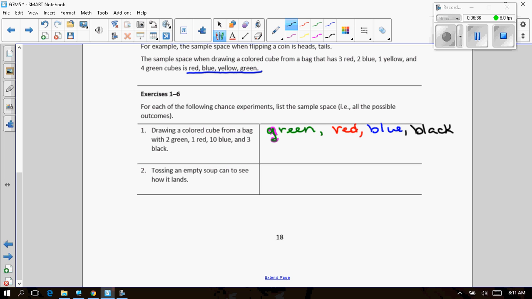All right, tossing an empty soup can to see how it lands. This is kind of like the game that Jamal was thinking of here. So it can land facing up, right? The open part will land up. We could have the open part land down, and it can land on its side. Again, they're not necessarily equally likely, but they are all the possible ways it could land.